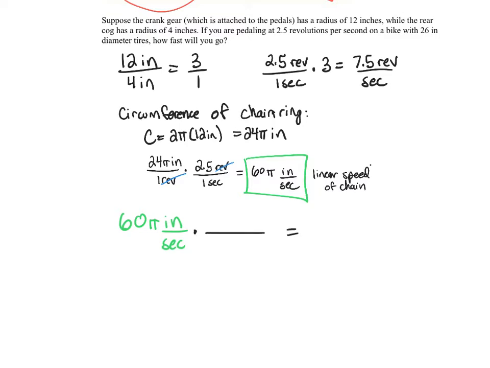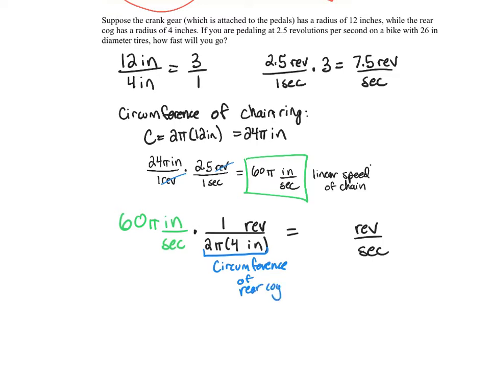If I want to figure out how many revolutions per second the rear cog is going, I already have the seconds here. I want to get revolutions in the numerator. So put it there. But I need to be multiplying by something that's actually a number that relates to this rear cog. I can figure out how many revolutions there are per inch. In fact, there is 1 revolution per 2 pi times 4 inches. This is, of course, just the circumference of the rear cog.